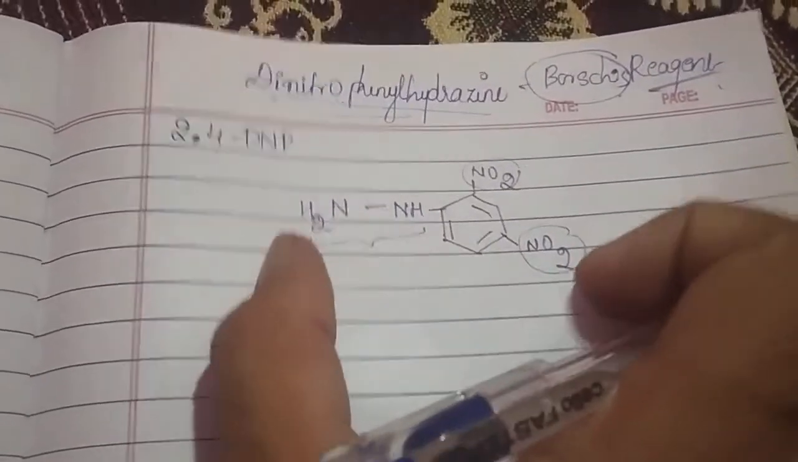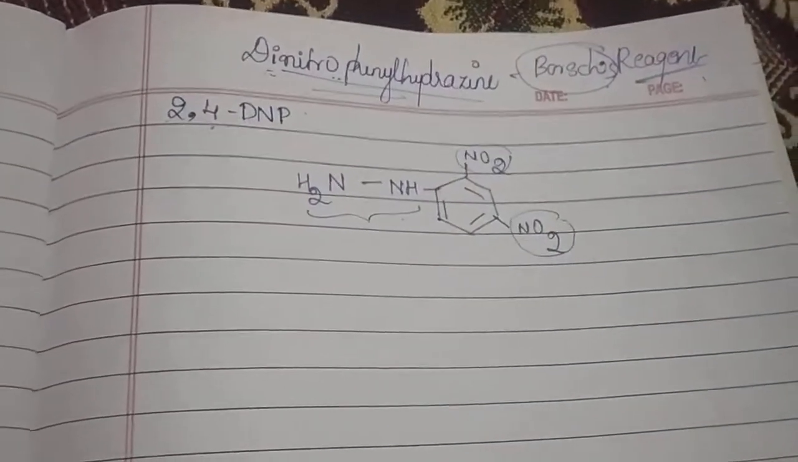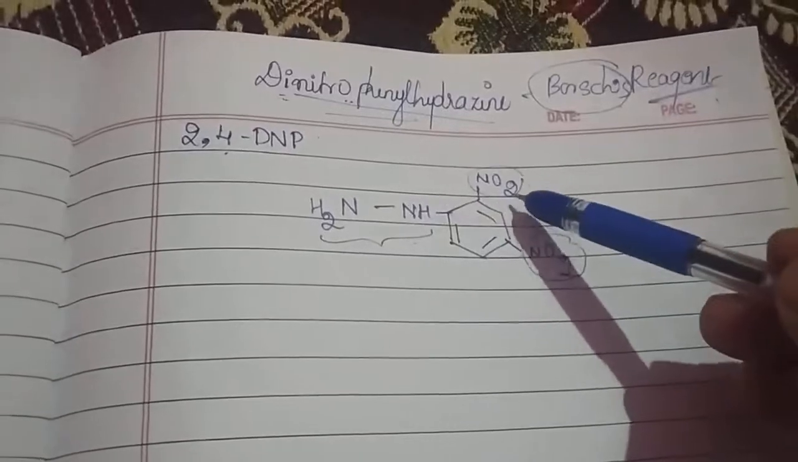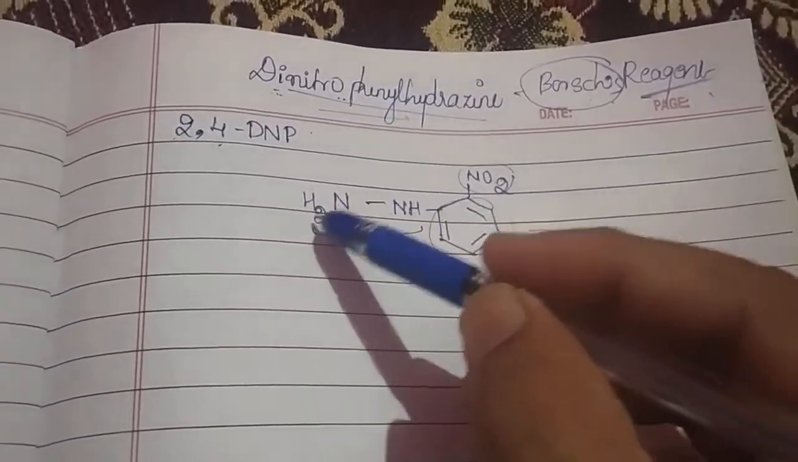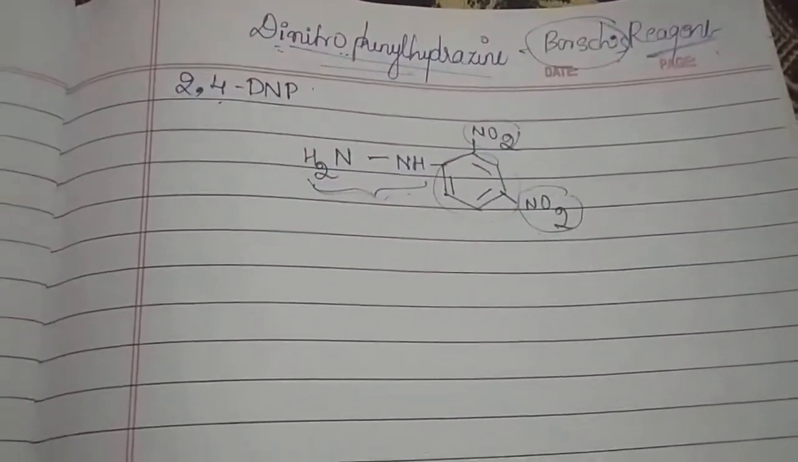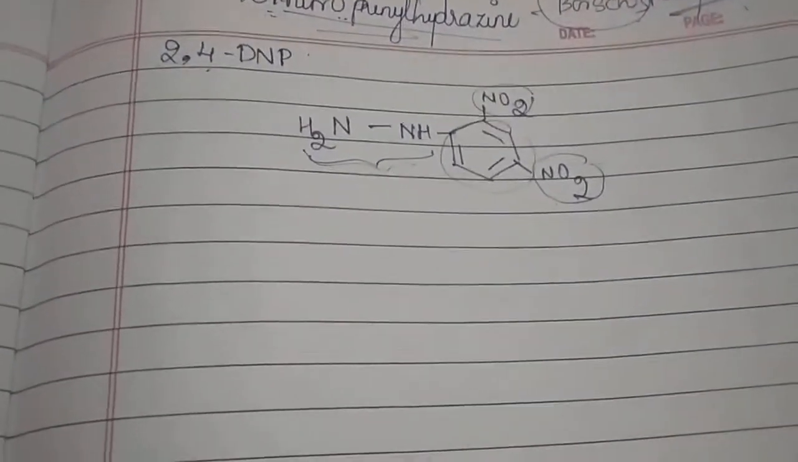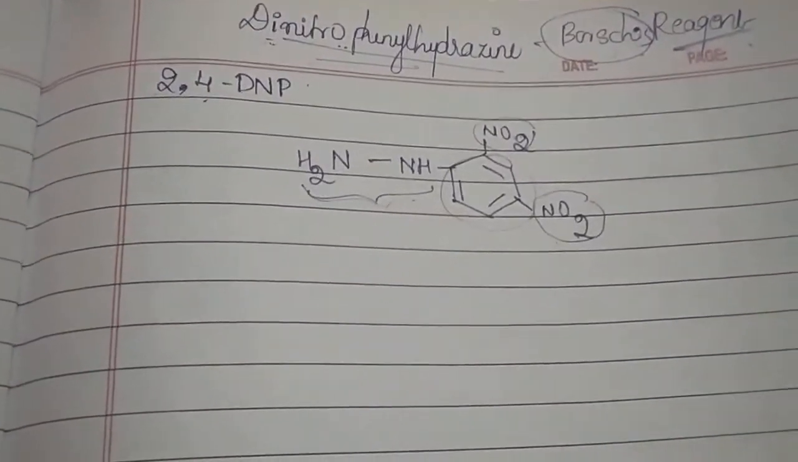Thus if you remember this part, you can easily carry out your reaction. You can see 2,4 dinitrophenyl, the rest over here is hydrazine. Okay, so now let us check what you're going to get when you treat this with aldehydes.